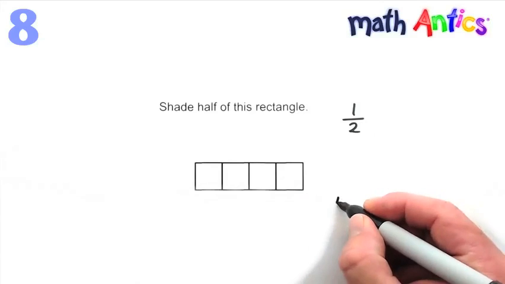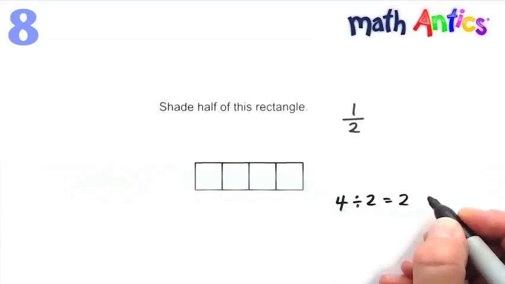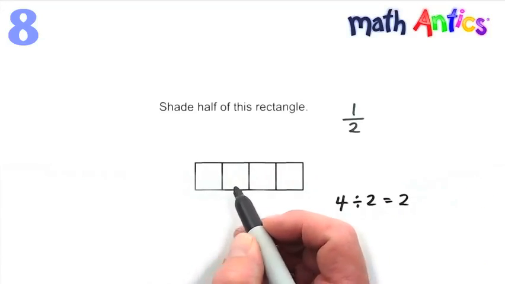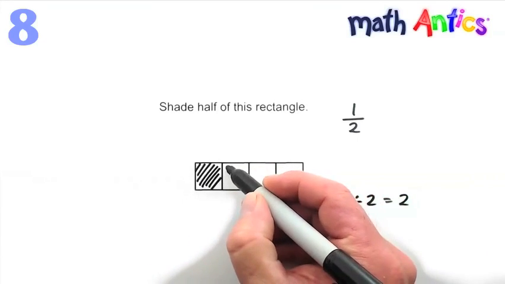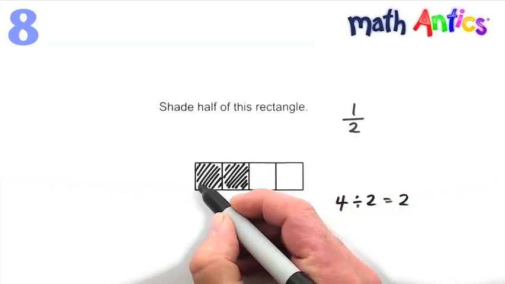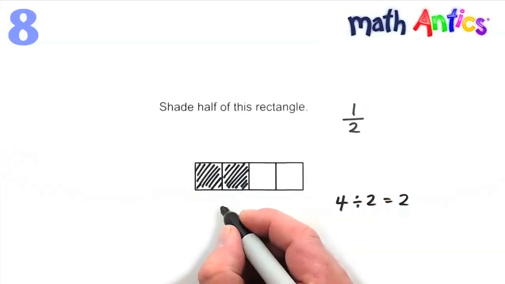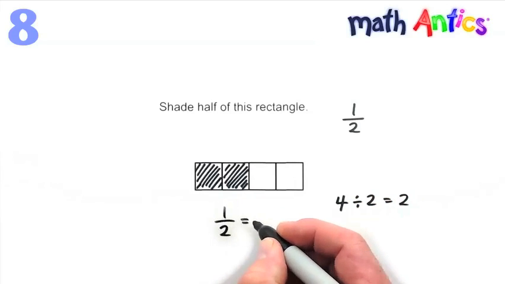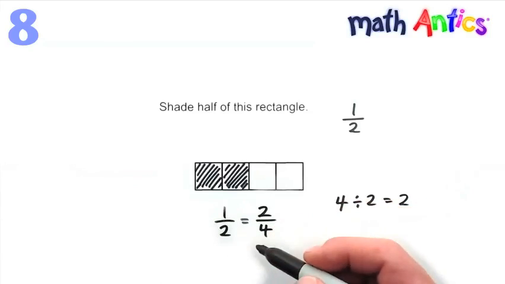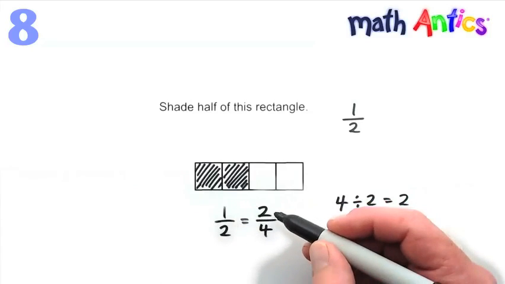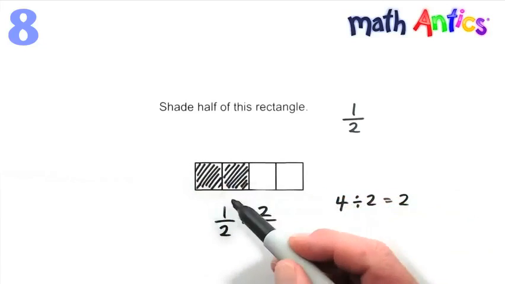If there's 4 parts, half of 4, or 4 divided by 2, would be 2. So that means we need to shade 2 of these parts in order for it to be half of the whole rectangle. So let's shade 2 of these parts. And then as you can see, the result is we've shaded half of this rectangle. The reason that works is because 1/2 is equal to the fraction 2 out of 4. These are what's called equivalent fractions. They both have the same value. They both mean half. They just use different numbers to represent that value. So this shows half of this rectangle shaded.